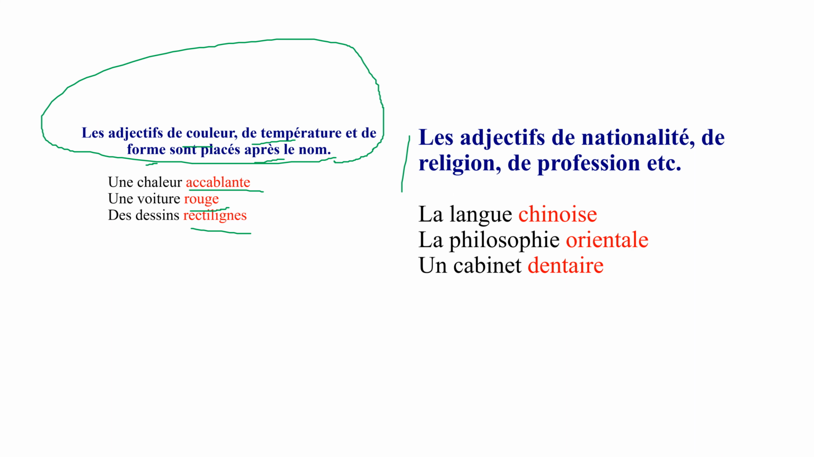Les adjectifs de nationalité, de religion et de profession, etc., they are placed after. La langue chinoise, nationalité, so which is country or nationality. La philosophie orientale, which is religion. Profession is un cabinet dentaire.